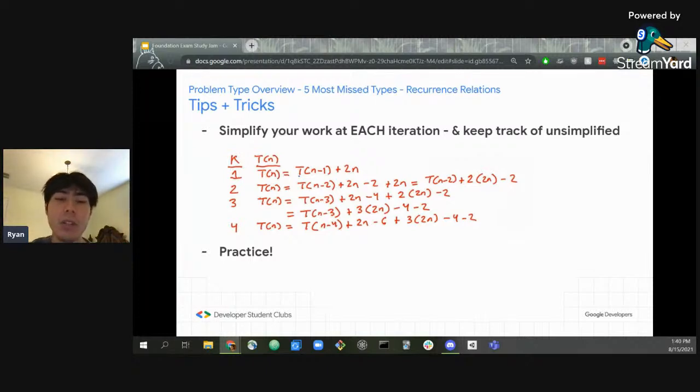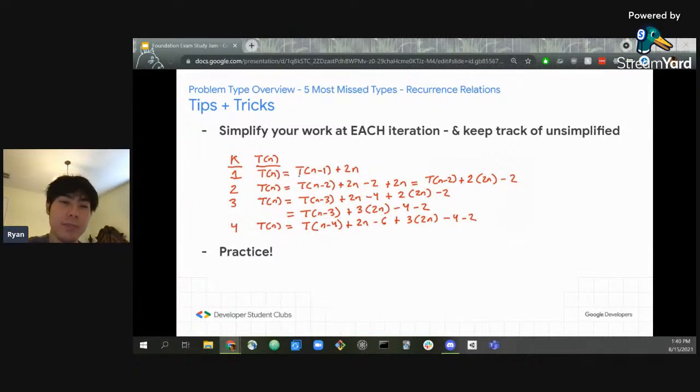Near the end of your recurrence relation problem, you're going to have to find a pattern. And if you simplified your work too far, you would realize that the pattern isn't easy to see. However, if you're able to look back at the parts that you simplified too far, the pattern may come to light more easily.